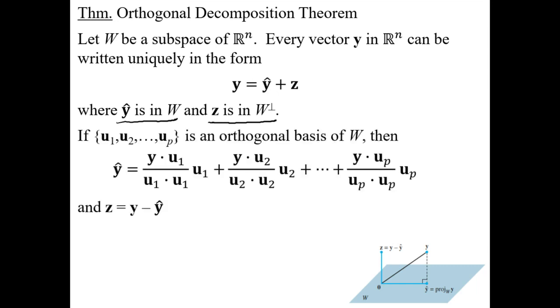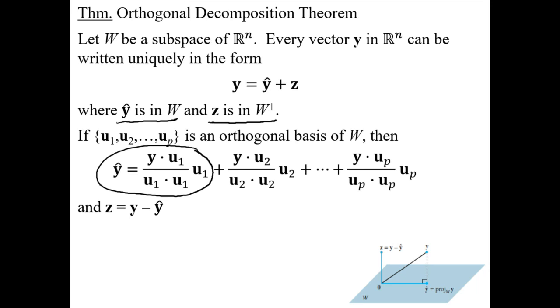And then, of course, the question is, how do we find those things? Well, y hat is going to take this form. Now, I'm not going to go through the whole process because it's going to be very similar to what we did last class. I want to point out that if I were to stop here, if W had a basis with just one vector, this, what I just circled there, is going to be y hat. And that's what we did last class, right? Last class, we were projecting it onto a line, meaning a subspace of dimension 1, and this was the result.